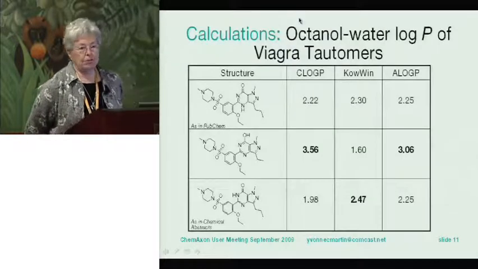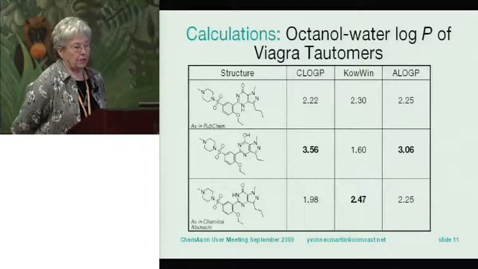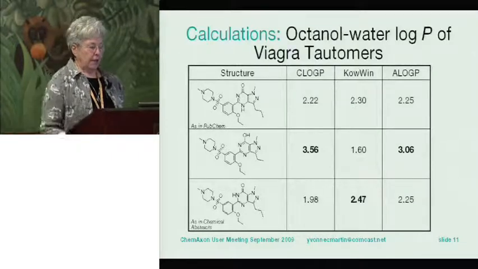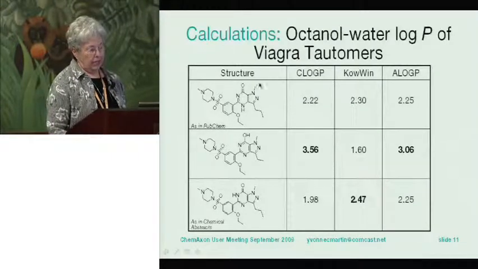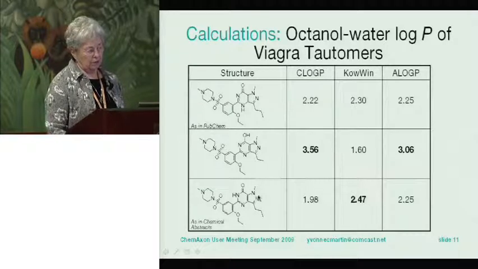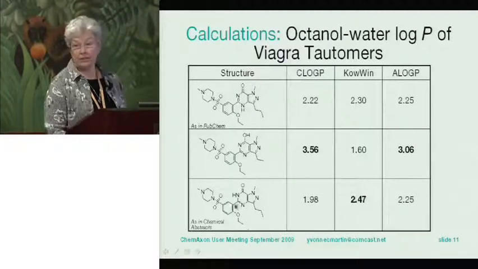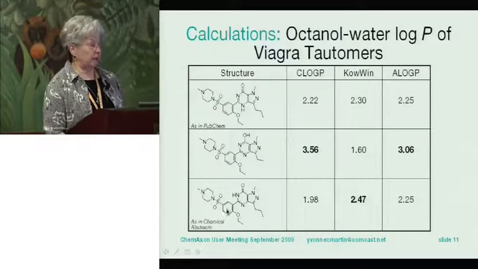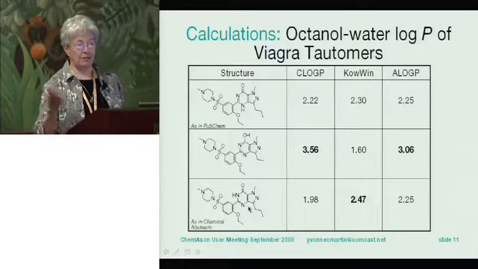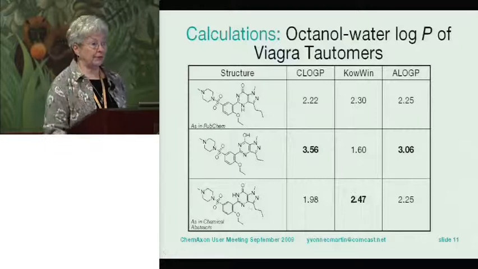And I'll just show you an example. So Viagra has 3 tautomers. Maybe there are more, but 3 that I did. Interestingly, in PubChem, it's shown as 1 tautomer, but Chemical Abstracts has a different tautomer, and this is the one that the original people published, but who knows what it is when it's acting.